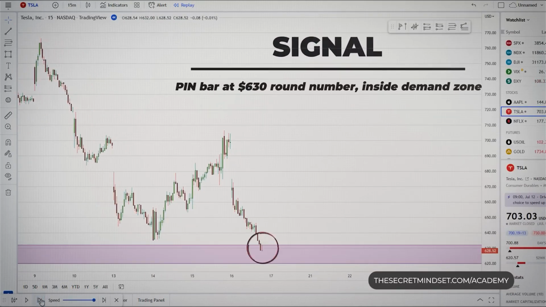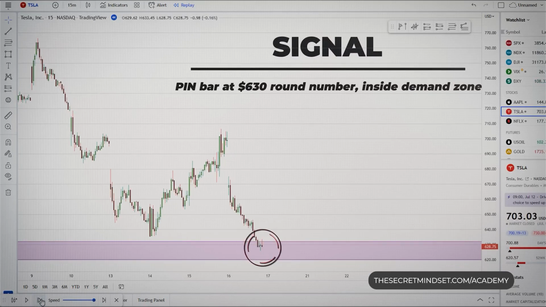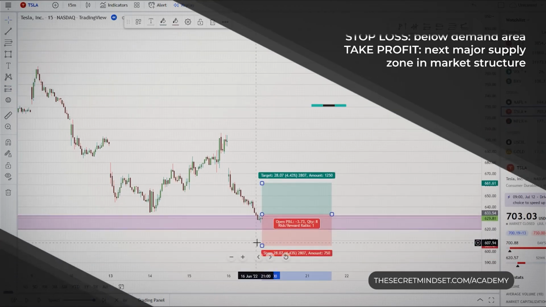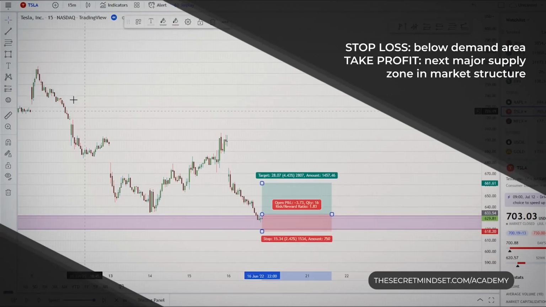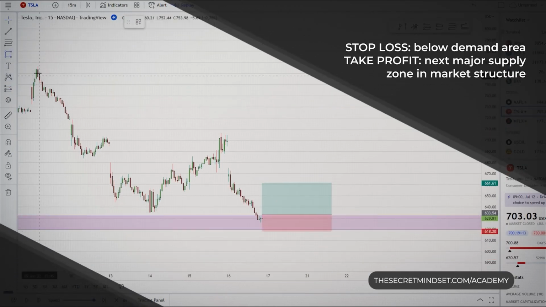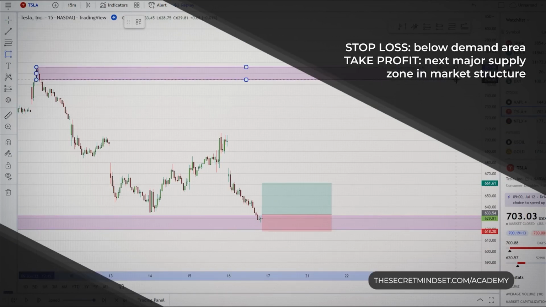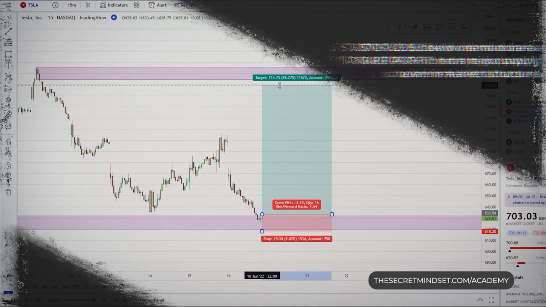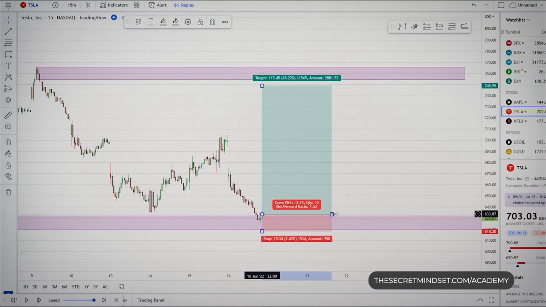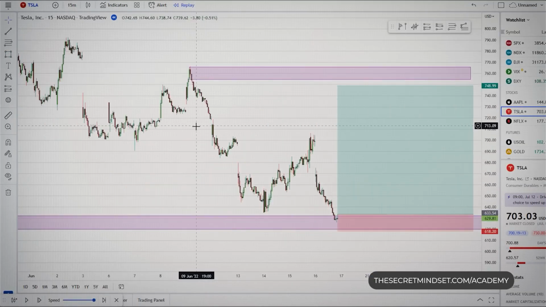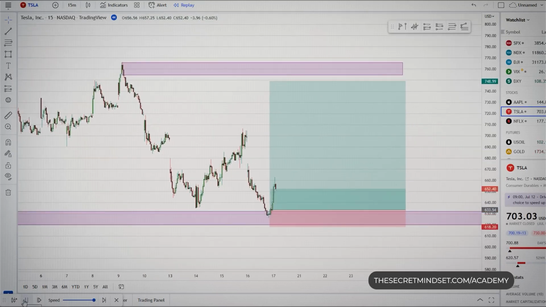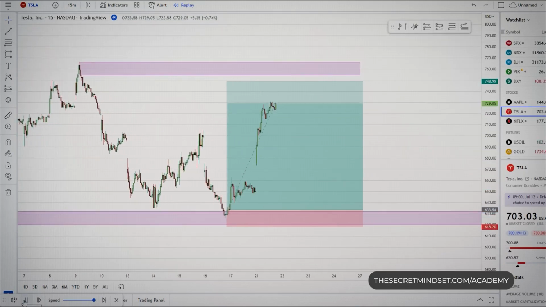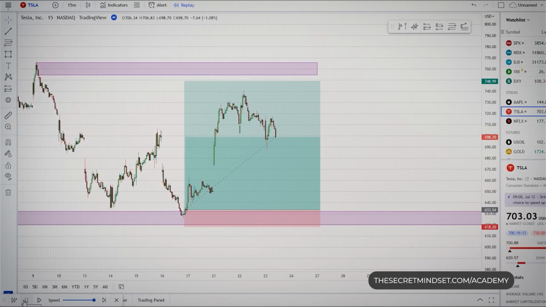Okay, price found support at this psychological level, inside the zone. The stop loss is placed just beyond the extreme of the zone. The take profit is the next major supply level, which would be right here. So I'll set my target a few cents below this area. The risk-to-reward ratio on this trade is quite good, around 6.